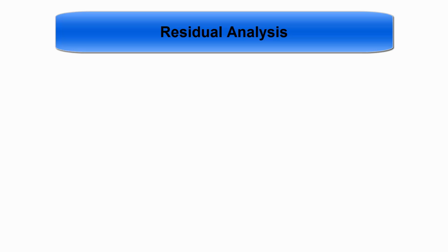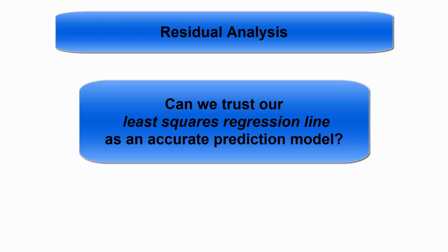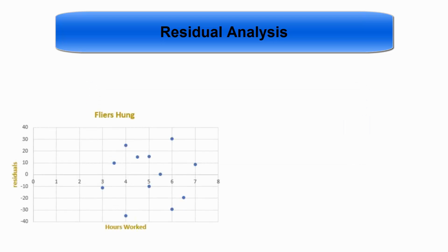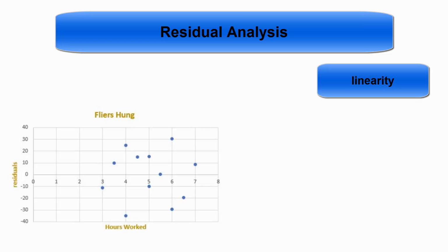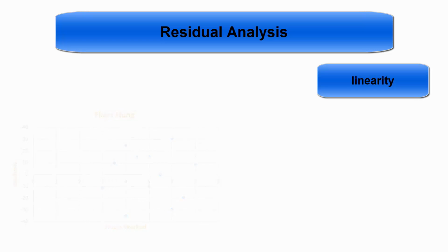Residual analysis implies we are observing information about the residuals that helps us to determine if we should trust our least squares regression line to model the association or relationship between the x and y variables. Primarily what we will do is look for three things regarding the residuals. First, do the residuals suggest a linear relationship? In our current case, yes.